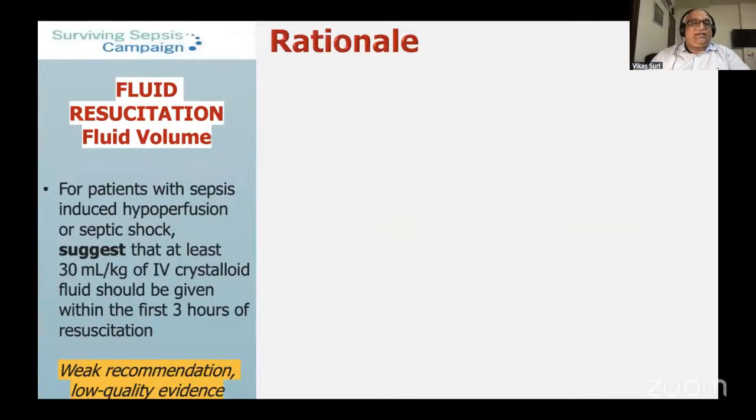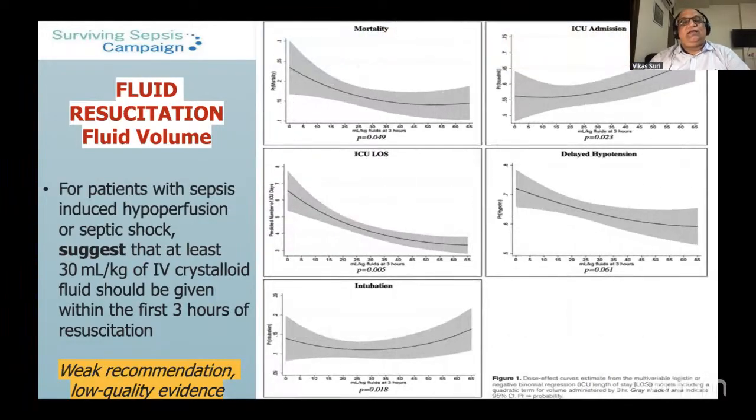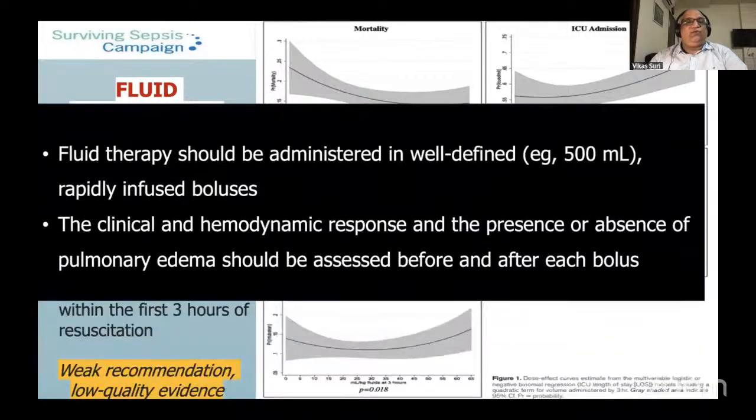The Surviving Sepsis Campaign recommends that at least 30 ml per kg IV crystalloid should be given in the first 3 hours. So how did the 30 ml per kg IV crystalloid solution come about? Well, this is from a study in which they found that ICU length of stay, delayed hypotension, mortality, and intubation all were best when 30 ml per kg IV crystalloid was given. Both lower and higher volumes did not make any significant difference in the outcome.